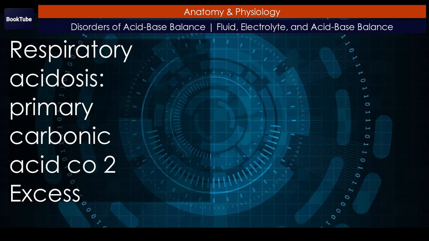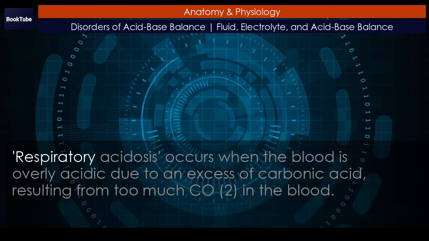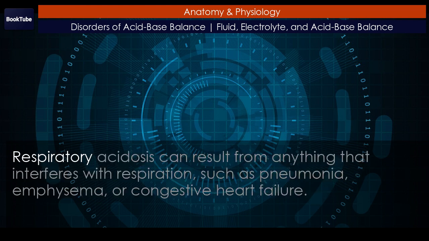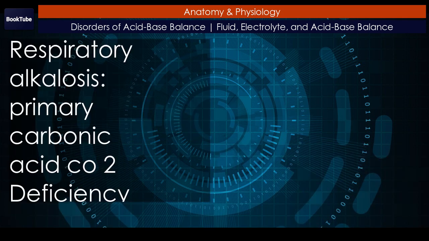Respiratory acidosis, primary carbonic acid, CO2 excess. Respiratory acidosis occurs when the blood is overly acidic due to an excess of carbonic acid, resulting from too much CO2 in the blood. Respiratory acidosis can result from anything that interferes with respiration, such as pneumonia, emphysema, or congestive heart failure. Respiratory alkalosis, primary carbonic acid, CO2 deficiency.